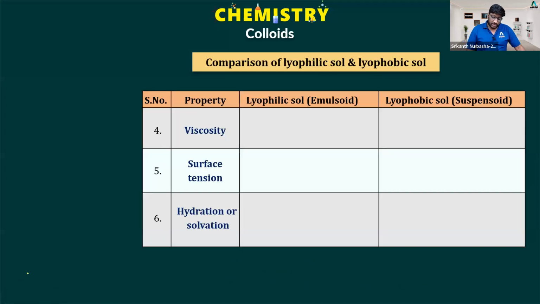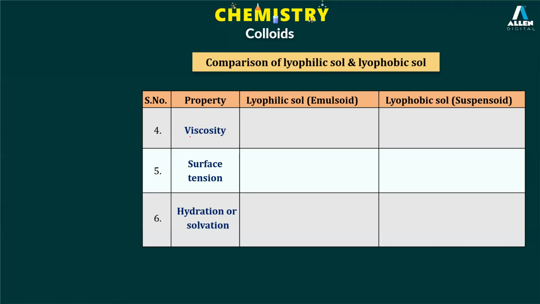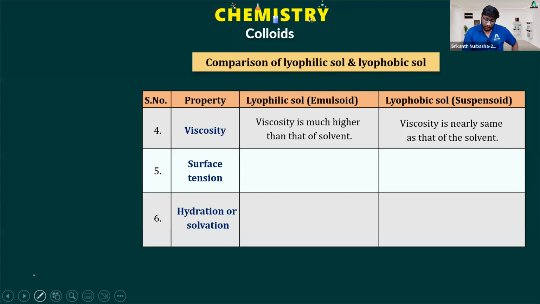Try to compare viscosity, surface tension, hydration or solvation for lyophilic sol and lyophobic sol. Viscosity is like friction. Due to more attraction between dispersion medium and dispersed phase, is the ability to flow higher or lower? Lower. That means viscosity is higher. Okay, for lyophilic sol, viscosity is much higher than that of the solvent.